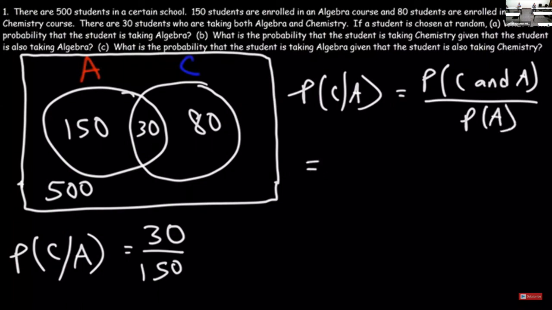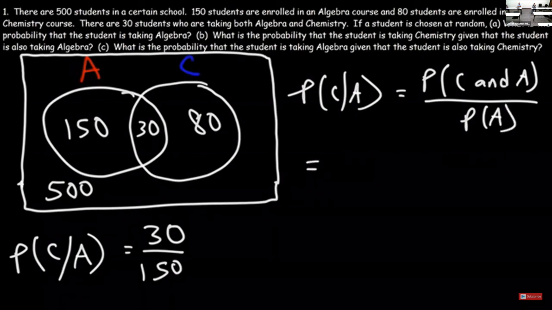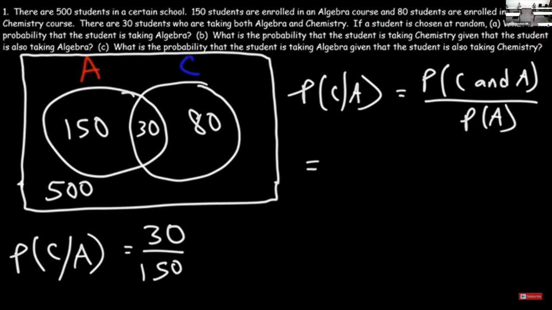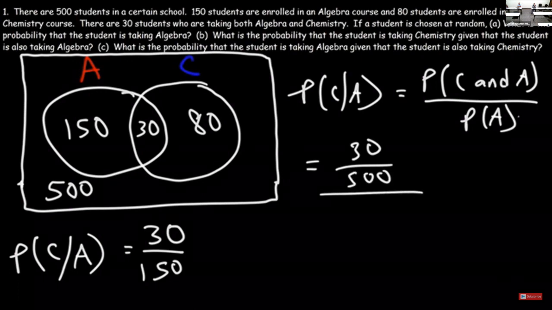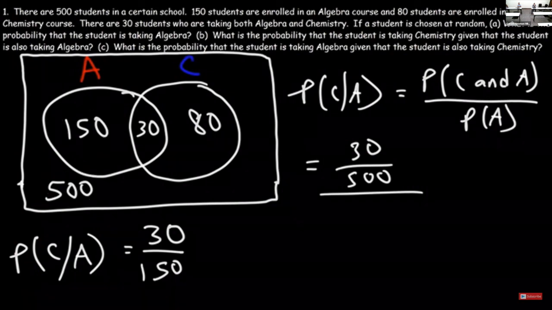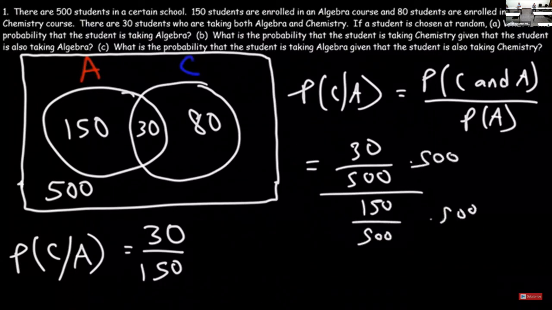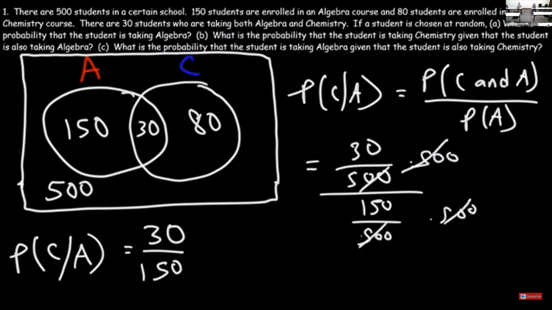So the probability of getting C and A, the probability that a student is taking algebra and chemistry, is 30 out of a total of 500 students. The probability of a student taking algebra, that is the probability of A, is 150 out of 500, which we calculated earlier. And so multiplying the top and the bottom by 500, you can see we're going to get the same answer. It's going to be 30 over 150.